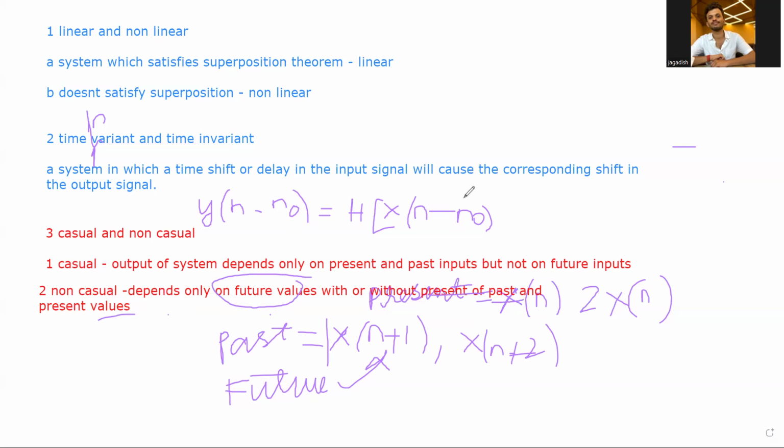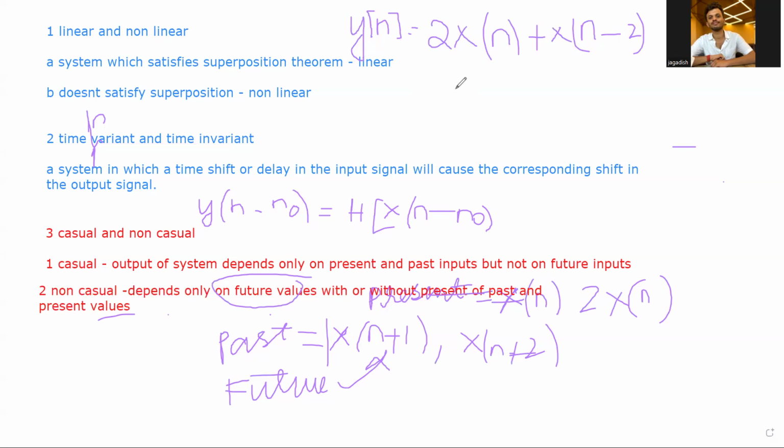So how can I take a casual system example? I will give you one example. I have y of n equals 2x of n plus x of n minus 2. What kind of system is it, students? Is it a casual system or a non-casual system? Identify.